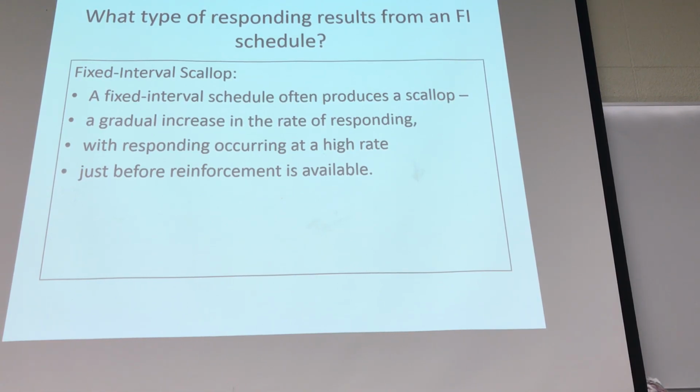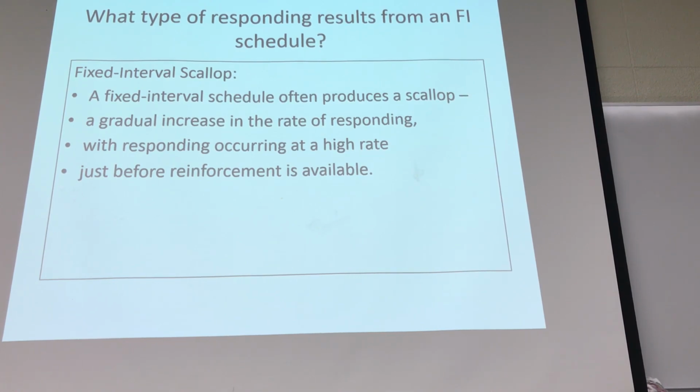So responding at the beginning of the interval is very low or non-existent. Then as the interval starts to get closer to ending, the rate of responding gradually increases, and then we have a high rate of responding until the first response at the end of the interval is reinforced. And then there's a pause again. No responding, and so on. And you have this curve in the rate of response.